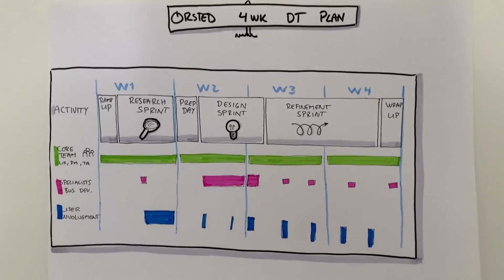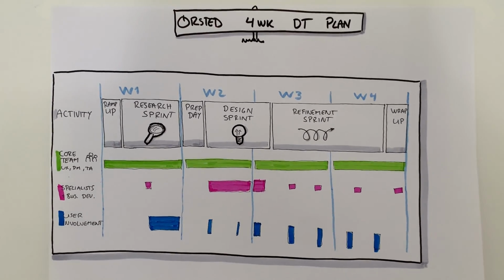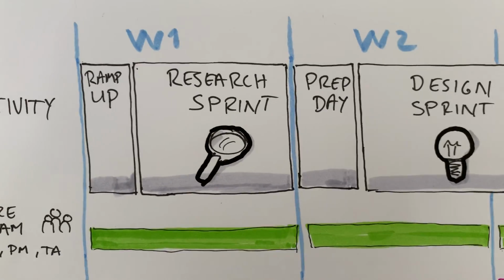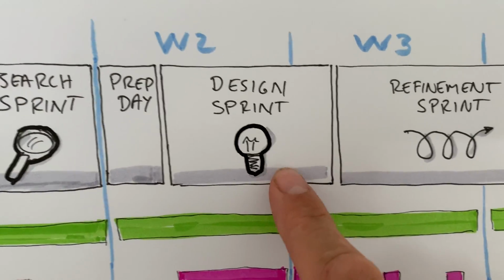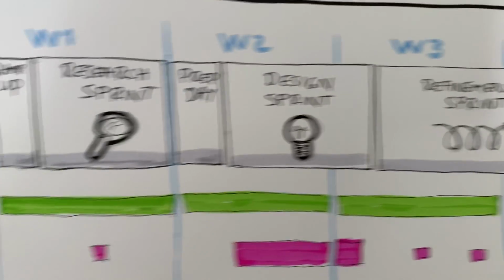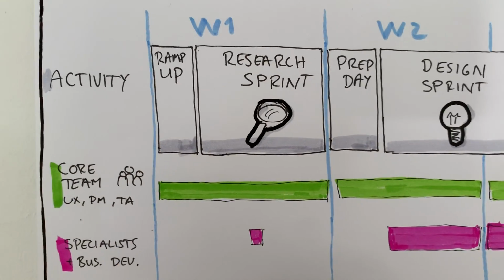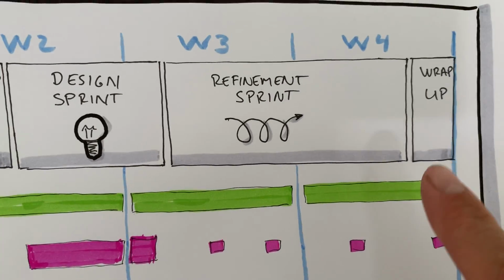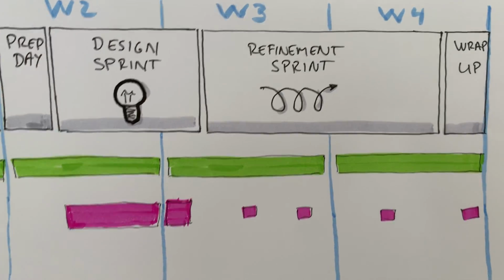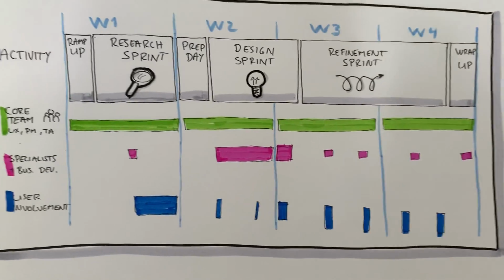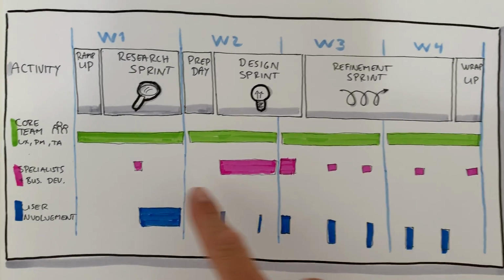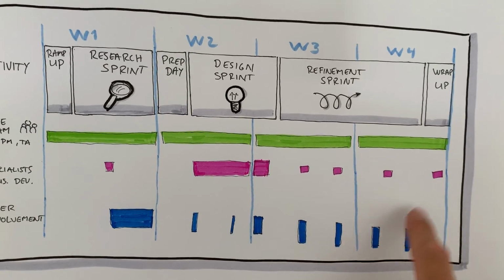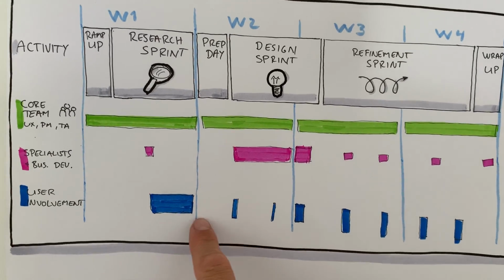Overall, I have created a small project plan for the 4 weeks for the design thinking project. It consists of 3 little sprints, one research sprint, one design sprint, and one refinement sprint. And I've added a few days to begin with, a little ramp-up day for the core team, a prep day for the core team before the design sprint, and some wrap-up time at the end with the whole team. As you can see, I've allocated some resources as well. We have the core team allocated all the way along, and we have the specialist coming in once in a while and doing the complete design sprint, and then participating in some of the user tests as well. The blue here are the user involvement steps.